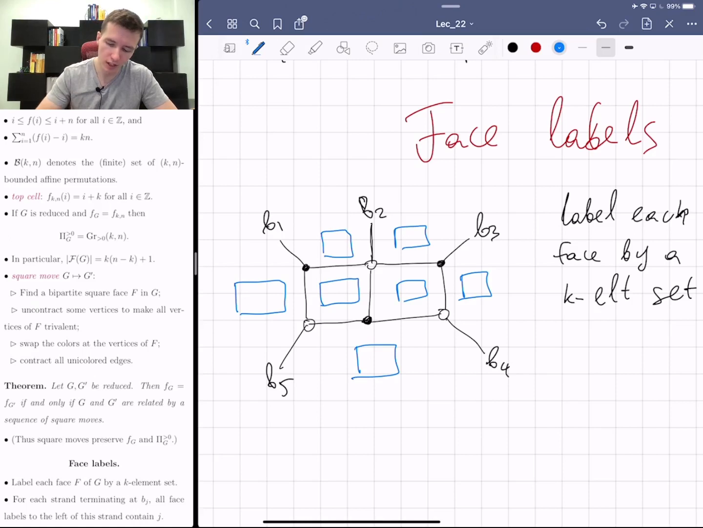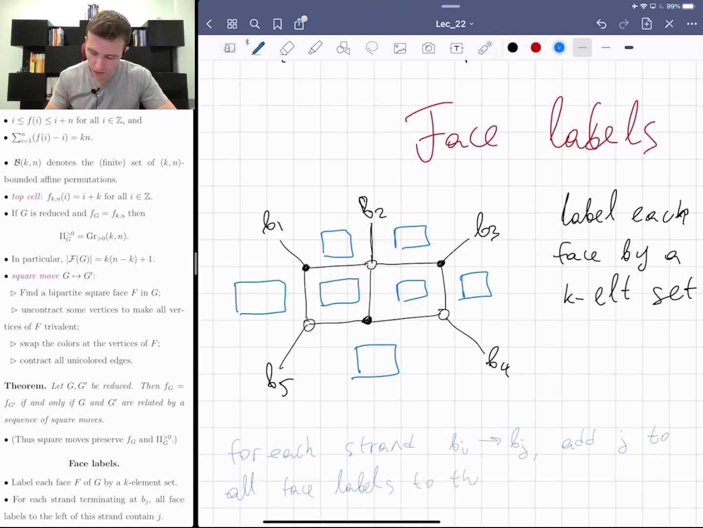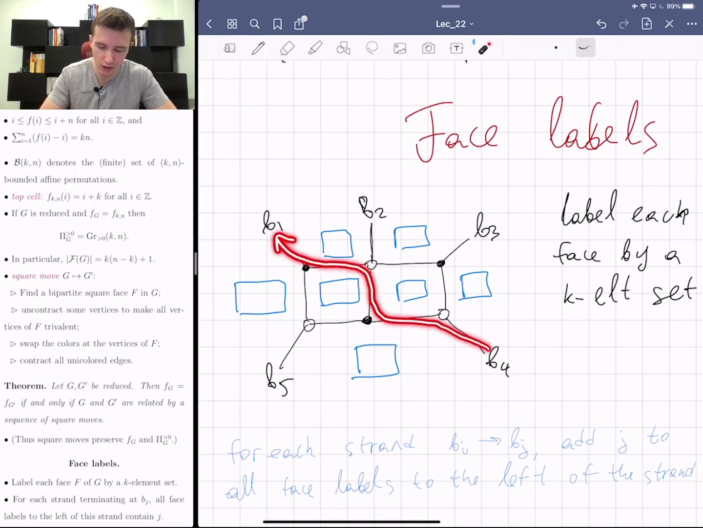So how do I label? Well, the rule is very simple. For each strand which goes from bi to bj, you add j to all face labels to the left of the strand. So let's see what's going to happen. Let's say I consider this strand that goes left, right, left, and terminates at 1. So what should I do now if it terminates at 1?